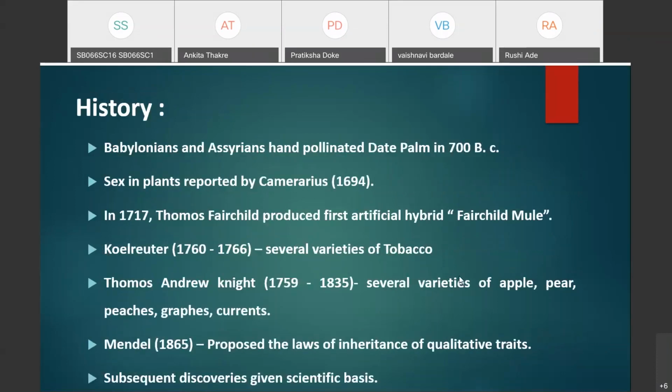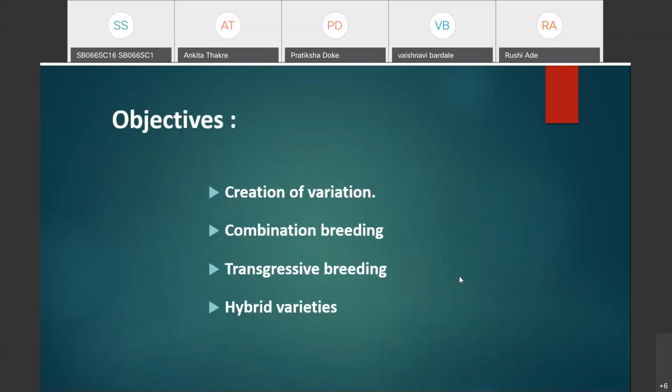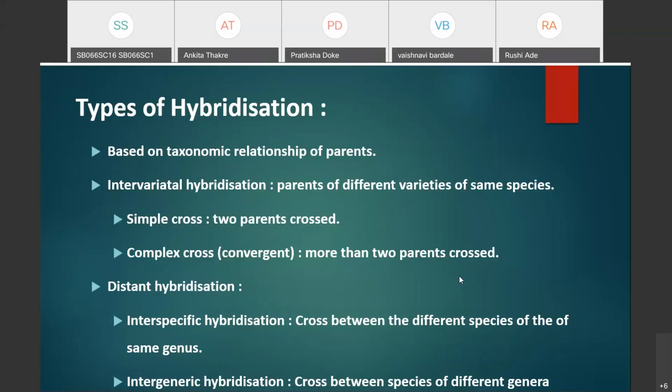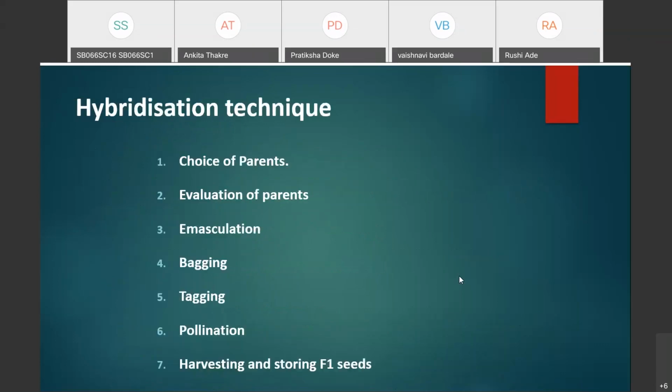We have also discussed the history of hybridization, then the objectives of hybridization. The principal objective is the creation of variation, and apart from this, combination breeding, transgressive breeding, and the production of hybrid varieties are the other objectives. We also discussed the types of hybridization based on the taxonomic relationship of parents. Now, how is the hybridization technique actually carried out in the field?